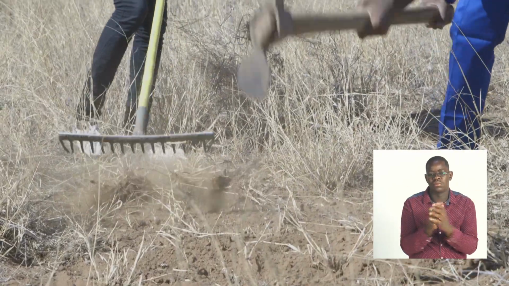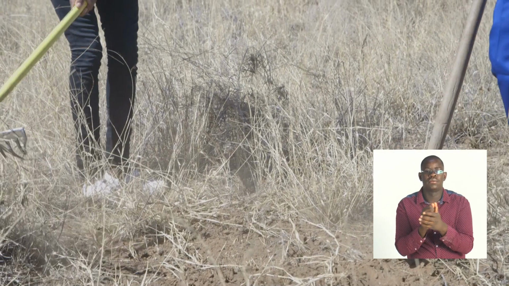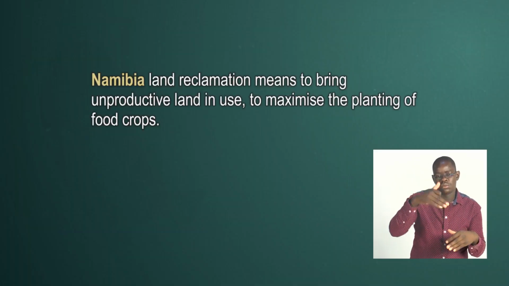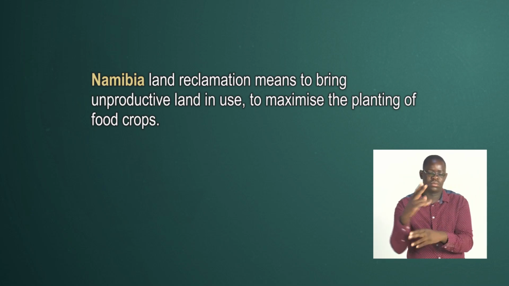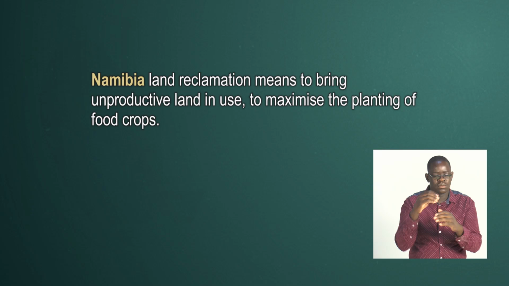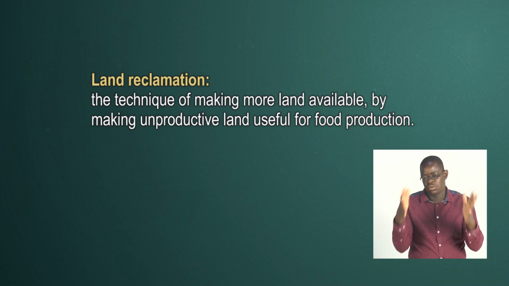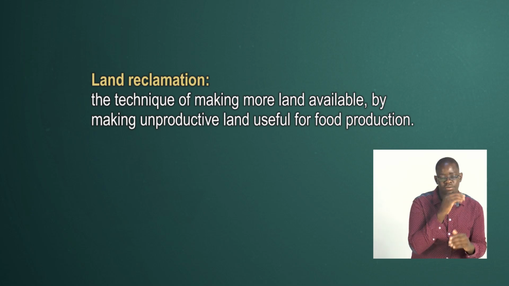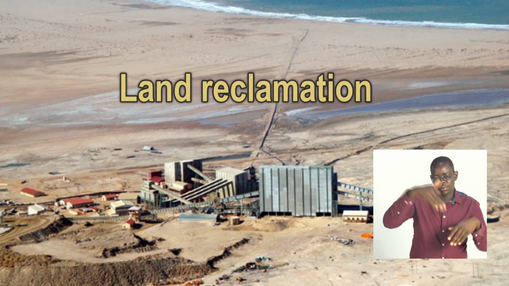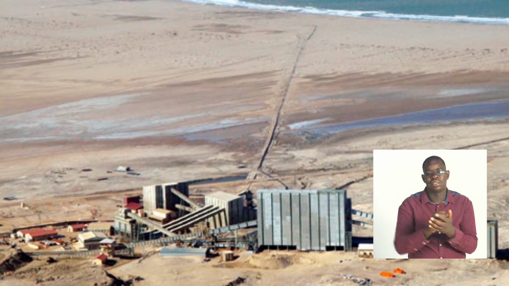And instead of filling in ocean areas or rivers with sand to make more land, in Namibia, land reclamation means to bring unproductive land into productive use, to maximize the planting of food crops. We can say land reclamation is a technique of making more land available by making unproductive land more useful for food production. In Namibia, we often hear the term land reclamation with regards to coastal areas.